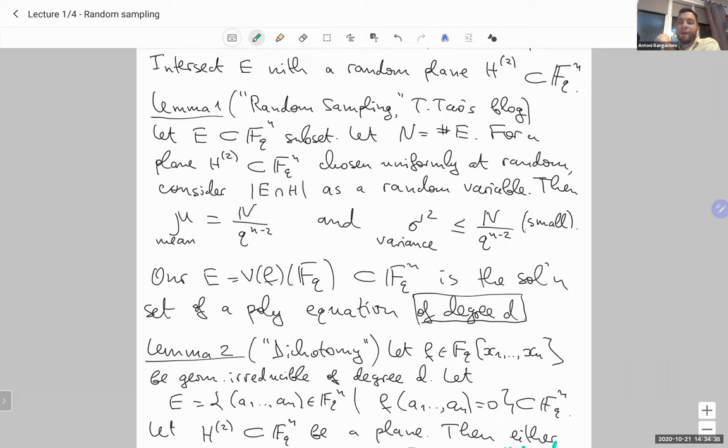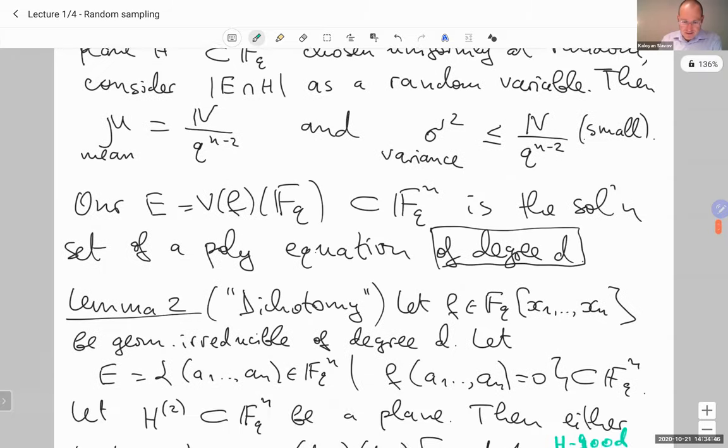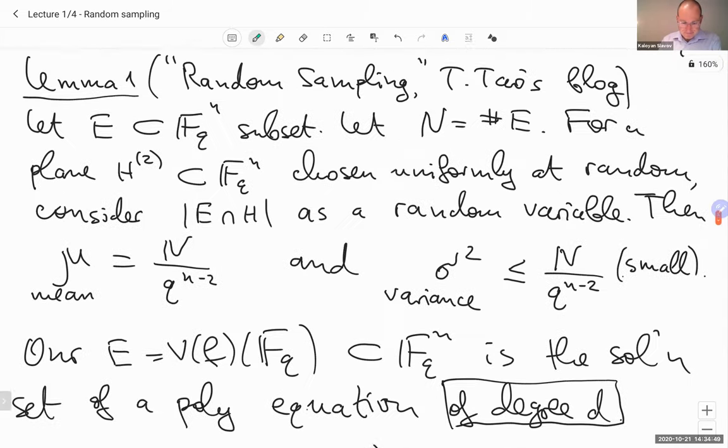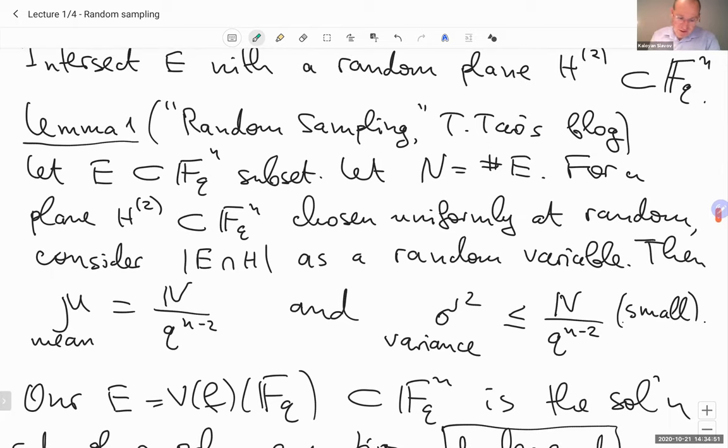Kaloyan, can you give us briefly an overview of what will be in the course? Yes. So next time, in the next lecture, we'll look at random sampling again. We'll slice with hyperplanes, and then we'll prove a refinement of the classical Bertini theorem. We'll reduce to a point counting problem over finite fields, and we will approach this problem through random sampling.